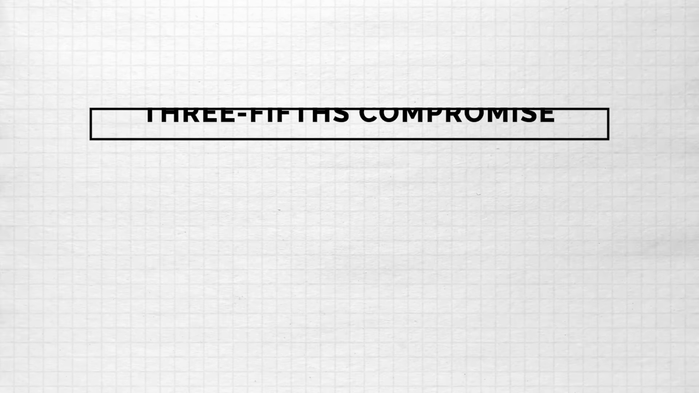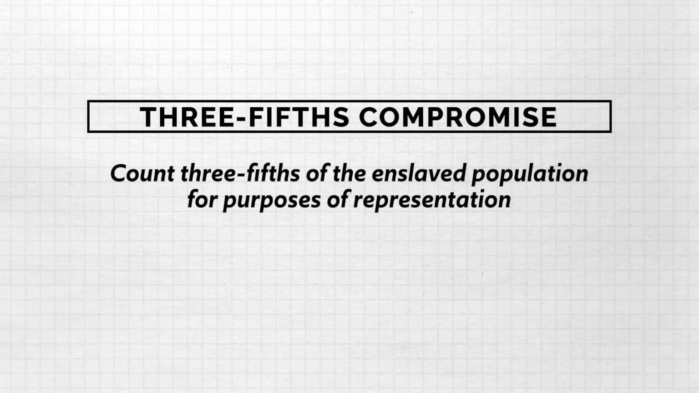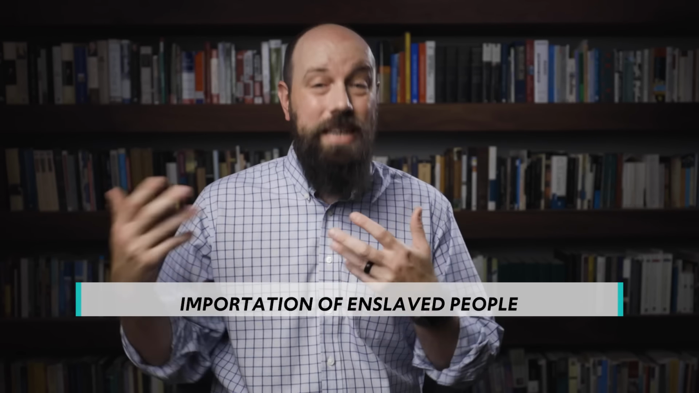So the compromise they eventually came to was to count 3/5 of the enslaved population for purposes of representation, and they would also count 3/5 of them for the purposes of taxation as well. So if you want more representatives, you better get more taxes too. The other compromise on slavery was about the importation of slave people.